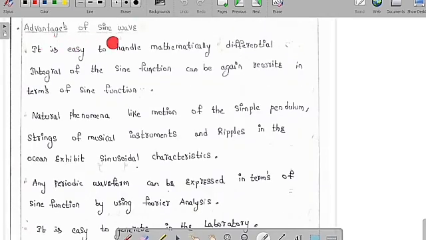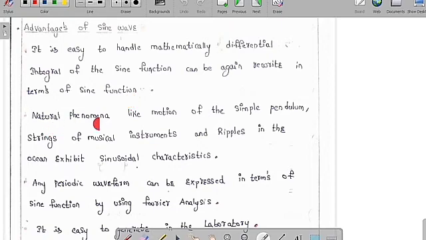So now we will know about the advantages of the sine wave. It is easy to handle mathematically, the differentiation and integration of the sine function. So we can easily differentiate and integrate a sine function, and the result can again be written in terms of a sine function. So we can clearly say that the differentiation and the integral of any sinusoidal function is again sinusoidal in nature.